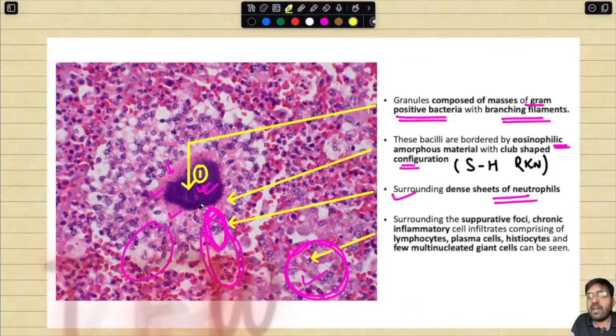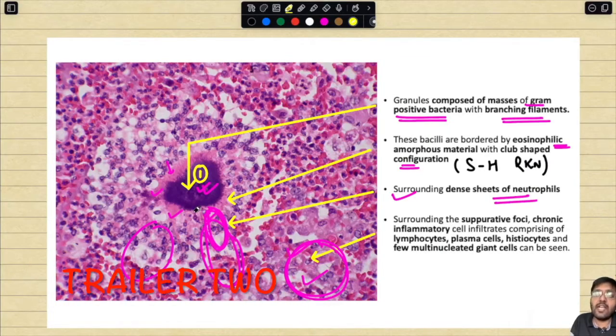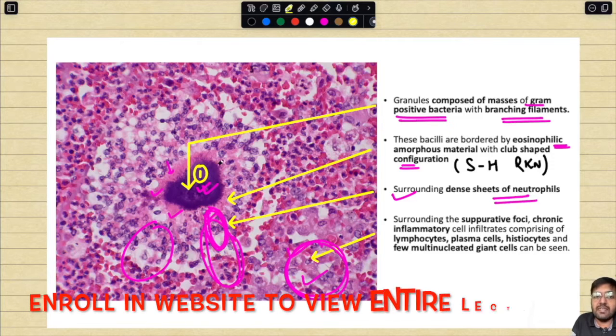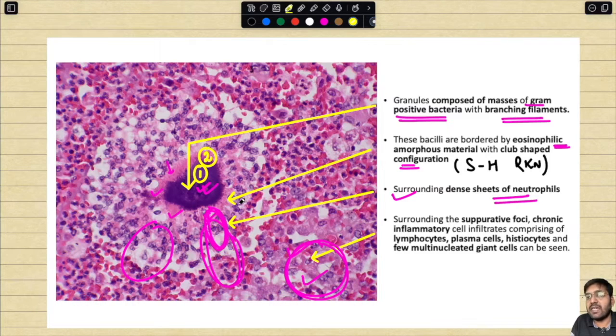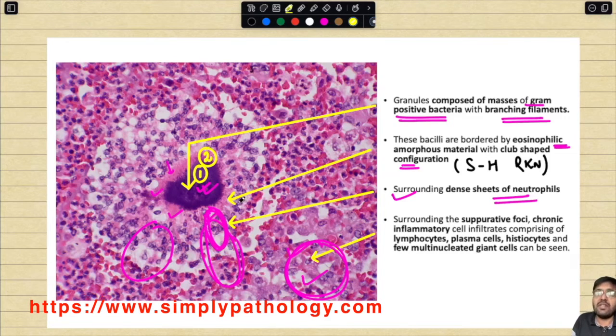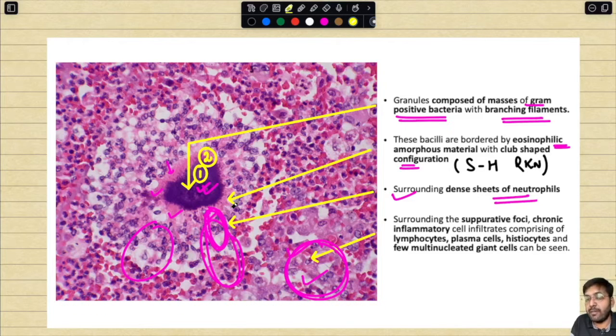At the center number 1, we are seeing the sulfur granule containing gram positive bacteria with branching filaments. Then just outside there is the eosinophilic material, that is basically eosinophilic amorphous material with a club shaped configuration, which is representing antigen antibody reaction with debris, also called as Splendore-Hoeppli reaction.